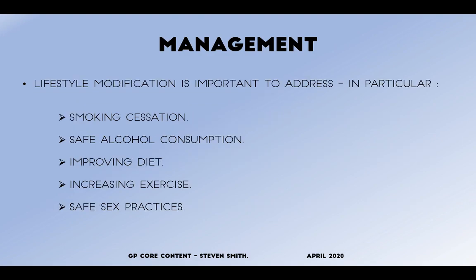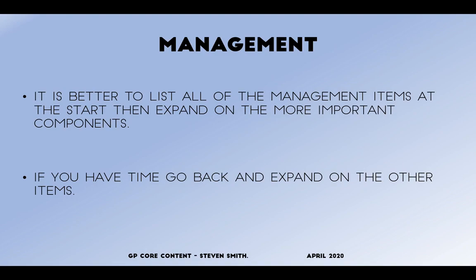Lifestyle modifications are important to address. Smoking cessation, safe alcohol consumption, improving diet and exercise, and safe sex practices. It is better to list all of the management items at the start than expand on the more important components. If you have time, go back and expand on the other items.